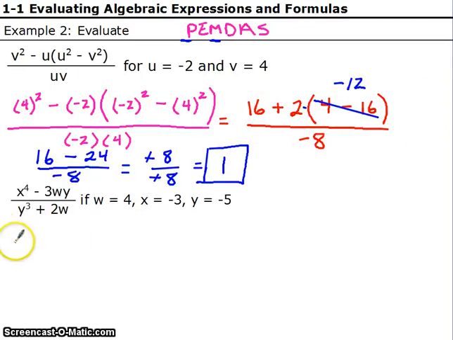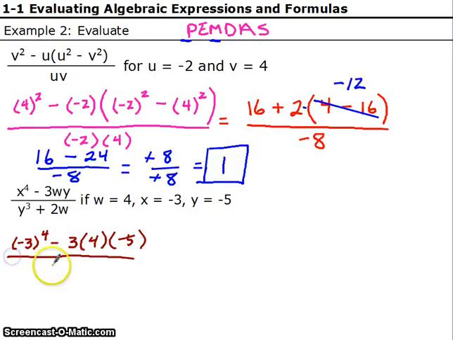All right, so let's plug all of our stuff in here. We've got negative 3 to the 4th minus 3 times 4 times negative 5 over negative 5 to the 3rd plus 2 times 4.